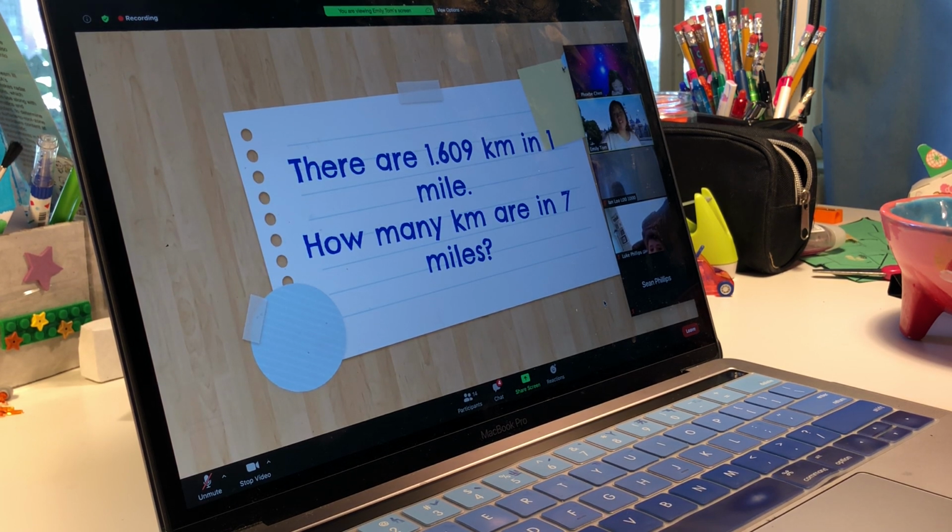Alright. So there's 1.609 kilometers in 1 mile, and we're trying to find the kilometers. So we're going to use this conversion factor with 1.609 in the numerator. Multiply that by 7. So it's really just 7 times 1.609. And you should get 11.263.